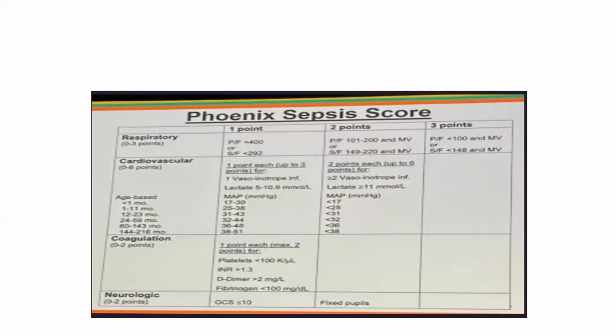Then cardiovascular: 1 point is given if the patient is on one vasopressor and the lactate is between 5 to 10. 2 points are given if the patient is on more than two vasopressors and lactate is more than 11. Then coagulation, 1 point each for platelets less than 1 lakh, INR more than 1.3, D-dimer more than 2, and fibrinogen more than 100. Then neurologic, 1 point is given if GCS score is less than or equal to 10 and 2 points if the pupils are fixed.